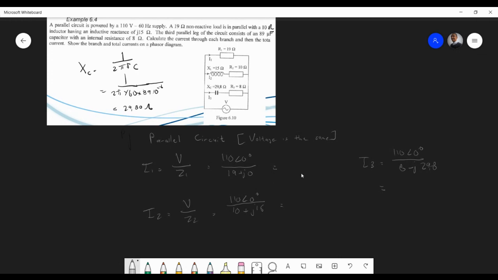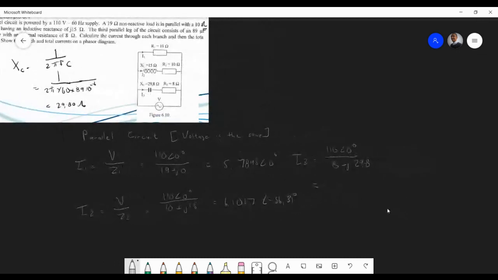All right, so if you do the first one, let's see what you get. You should get a current of 5.7895 at 0 degrees. If you do the second one, you should get 6.1017 at minus 56.31. You can see it's inductive because we have a negative angle over there, and we're expecting a leading current over here. So it's 110 divided by that, and you should get the answer of 3.5646 at plus 74.97. So as you can see, for the inductive branch we get a negative angle and for the capacitive one we get a positive.